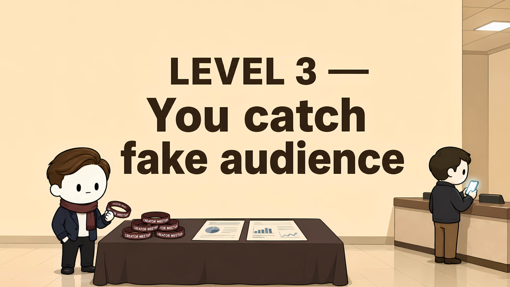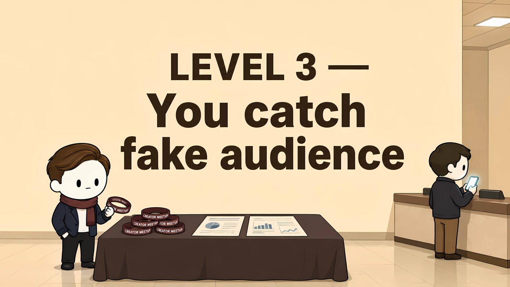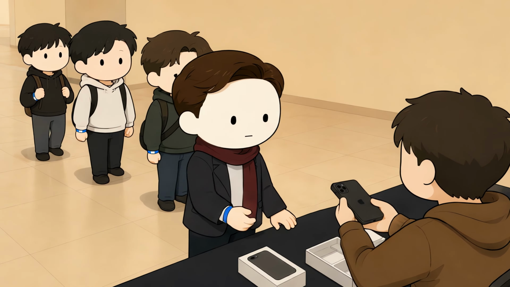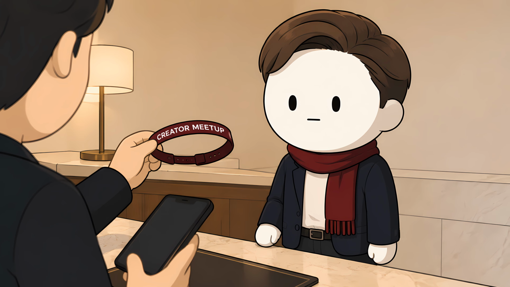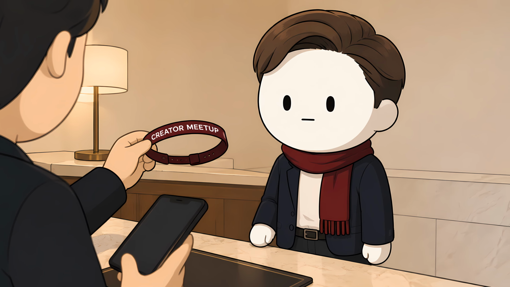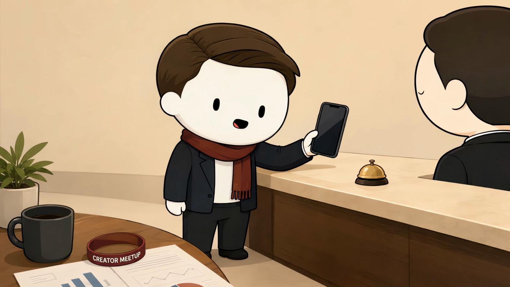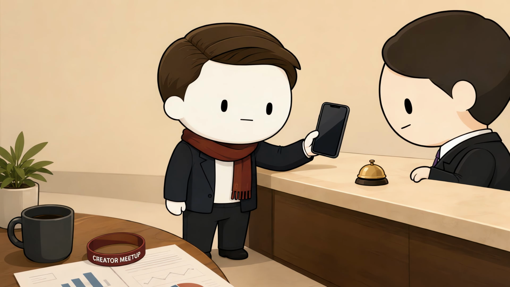Level 3. You catch fake audience. You meet the seller beside the registration desk in the hotel lobby at a creator meetup. Beside the registration desk, you keep the creator meetup wristband around your wrist. You take the seller's phone and tilt the screen away from glare.